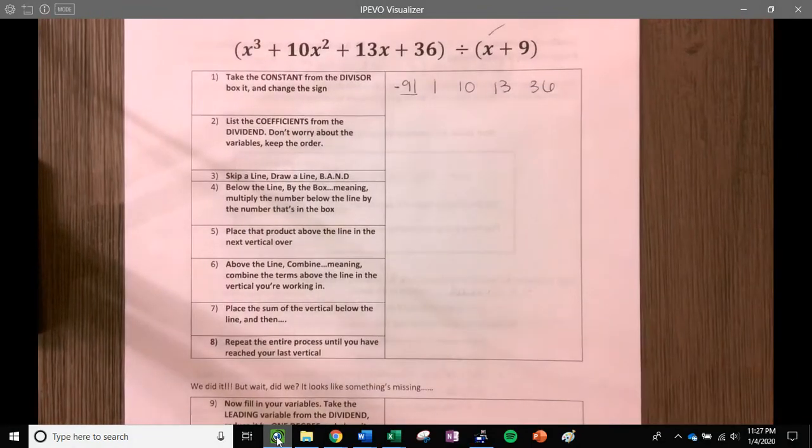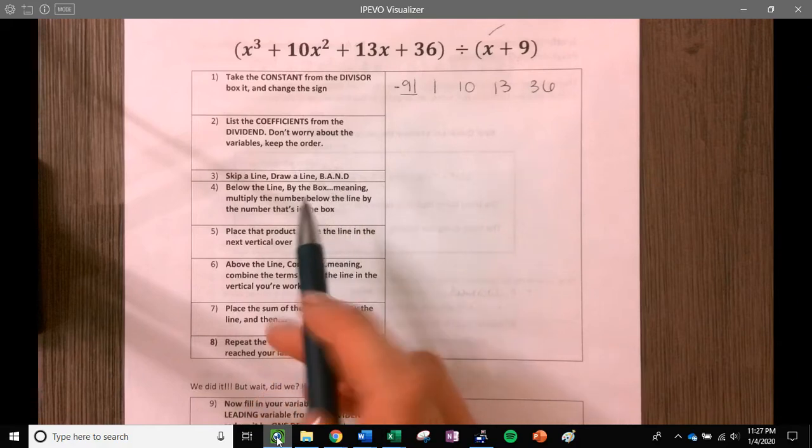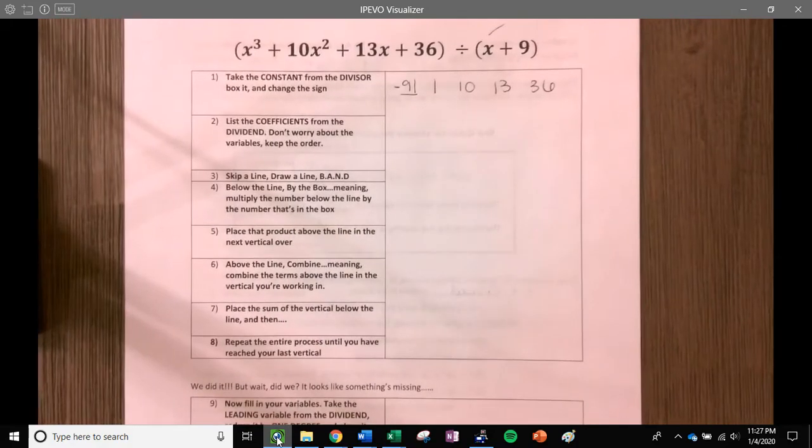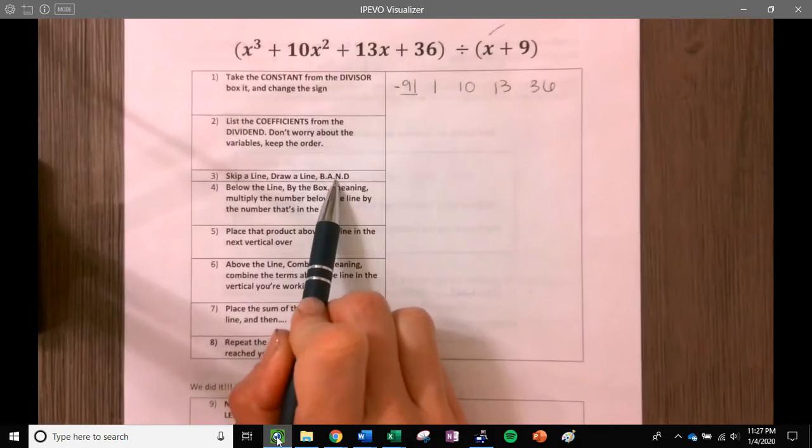Okay? Now, if you have ever had my mom for a teacher, you know that she sings this next step, skip a line, draw a line. I do not. Add singing to the list of things I am bad at, along with drawing straight lines and spelling.